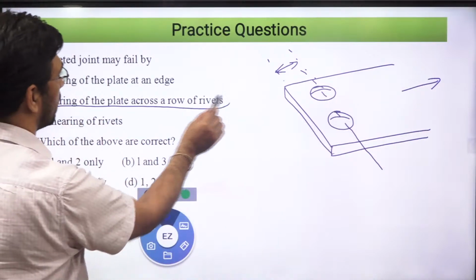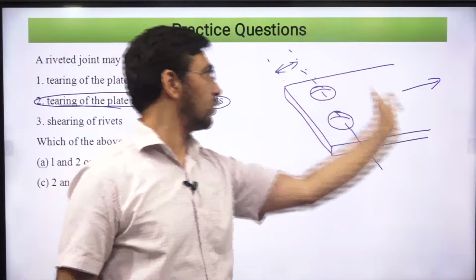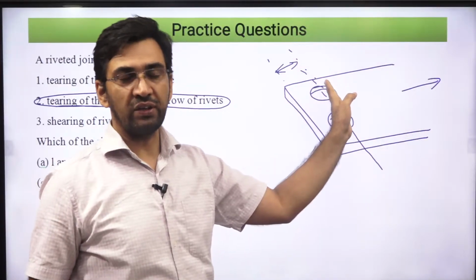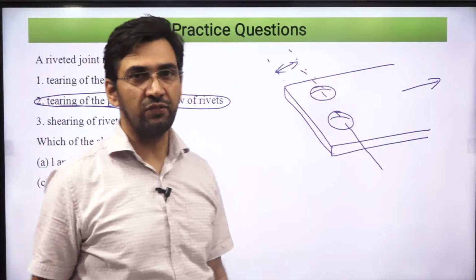That is a tearing of the plate across the row of the rivets. Row of the rivets mean basically this is the row of the rivet, another row of rivet, another row of rivet. So this is a minimum cross section area where you have created the holes, so weakest, and therefore it can tear out, or tensile failure. This statement is correct.